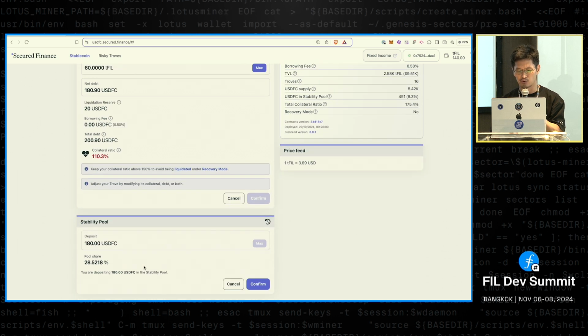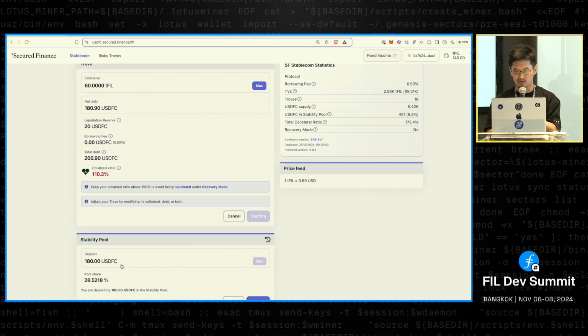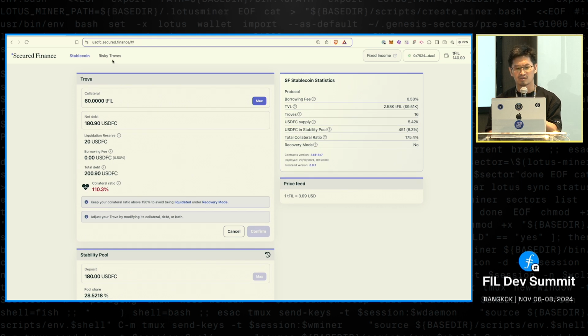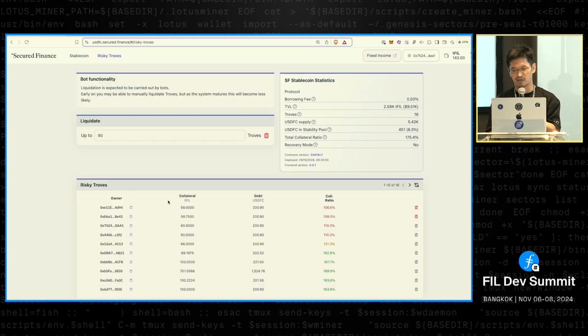That's how much you will receive when someone gets liquidated, and you will get the reward. Or I may say you can buy. Okay, let me explain how the liquidation works. On the risky trove, there are the entire troves here. You can see the riskiest trove on the top, which is already red, below 110%. So you can trigger the liquidation.